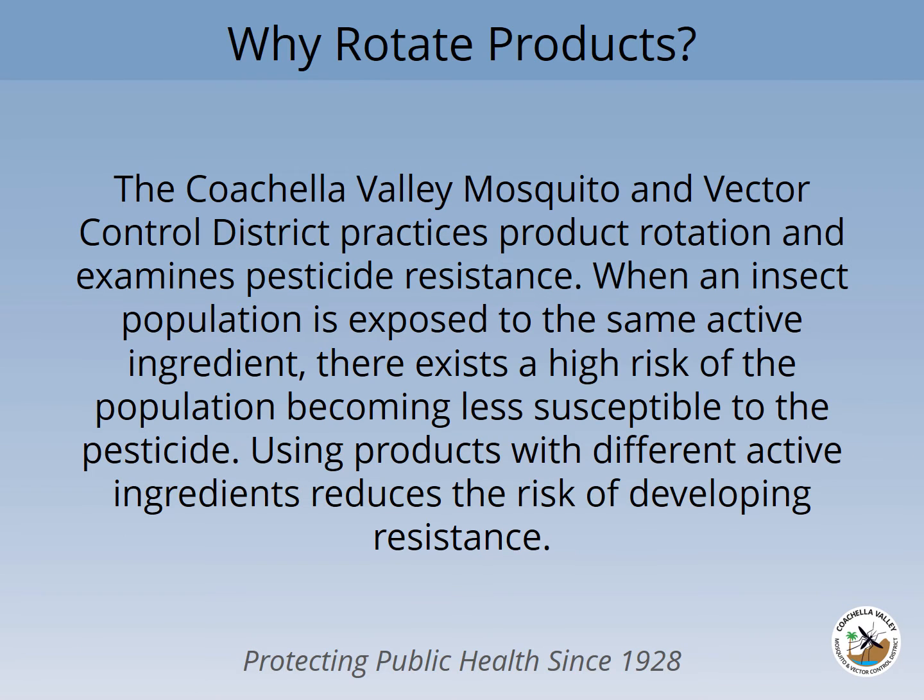So for starters, why don't we address the question, why do we rotate products to begin with? So here's the official district answer to that question. It says that the Coachella Valley Mosquito and Vector Control District practices product rotation and examines pesticide resistance. When an insect population is exposed to the same active ingredient, there exists a high risk of the population becoming less susceptible to the pesticide. Using products with different active ingredients reduces the risk of developing resistance.